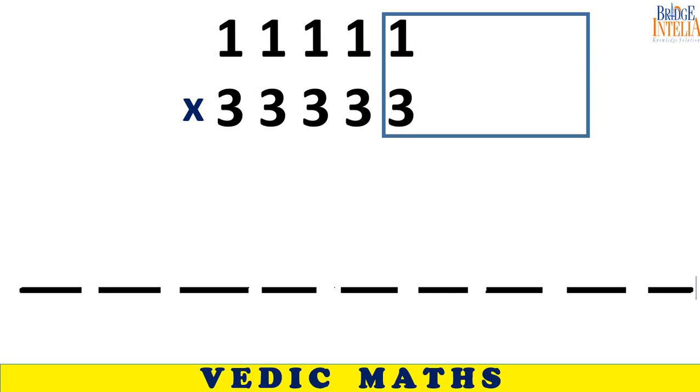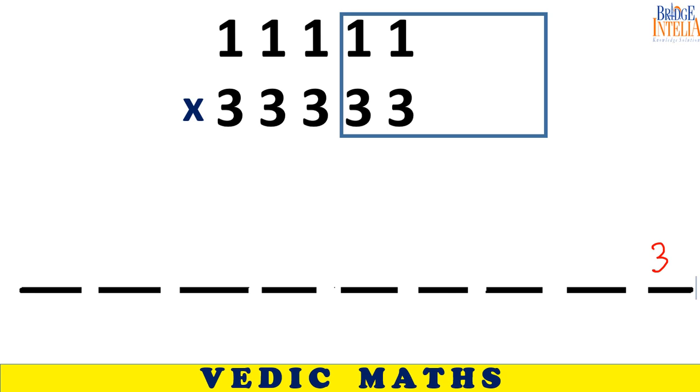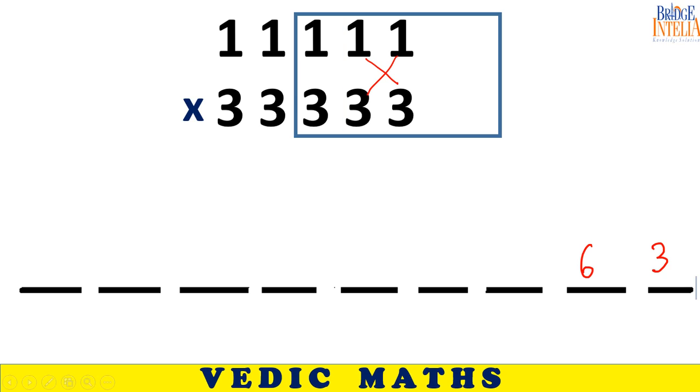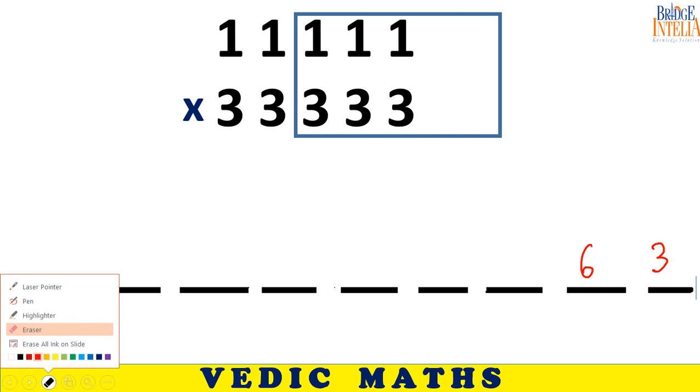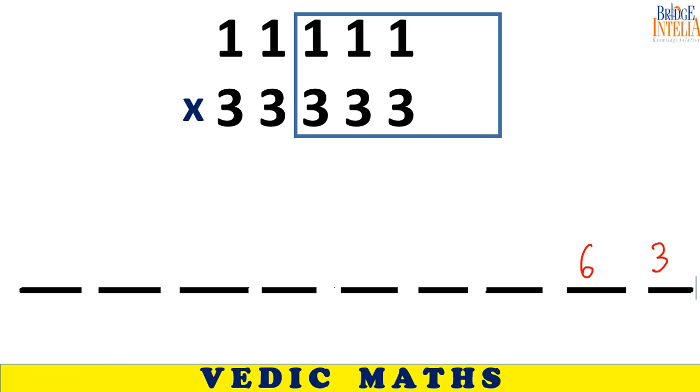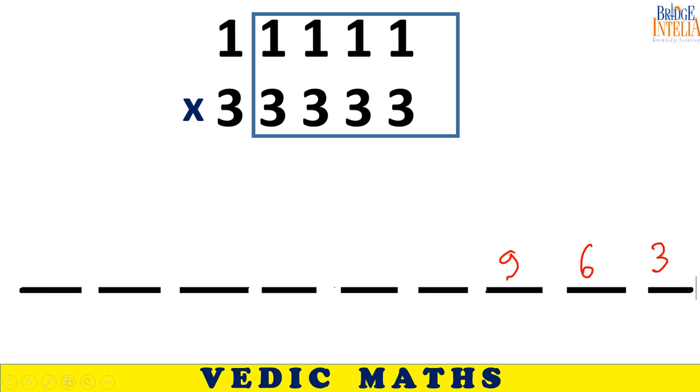So yes, this is the first position of the box. So 1 into 3, 3. So write 3 here. Move the box forward. Find the cross connection product. So 1 into 3, 3 into 3 plus 3, 6. So write 6 here. Move the box forward. Cross connection product: 3 plus 3 plus 3, so this is equal to 9. So write 9 here. Move the box forward. Cross connection product: 3 plus 3 plus 3 plus 3, 12. So write 2 here and carry forward 1.